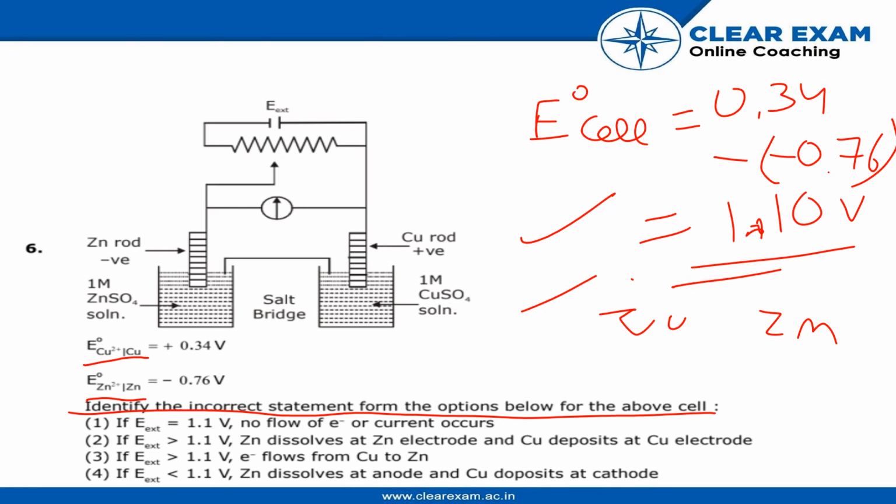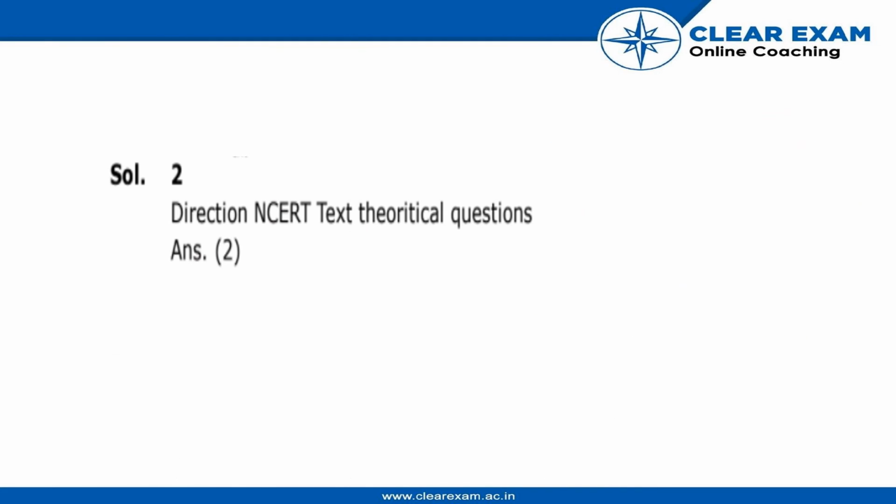So E of exterior should be greater than 1.1 volt, so that Zn dissolves at the Zn electrode and Cu deposits at the Cu electrode. So Cu will be at anode and Zn will be at cathode. So correct option is second. So we will see the answer. So correct option is second.